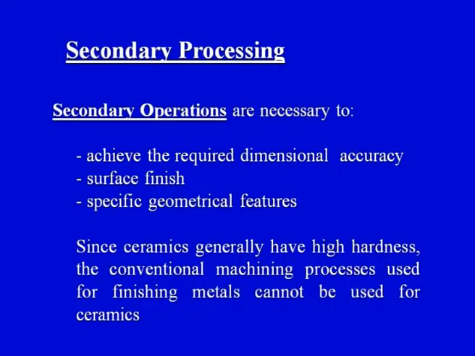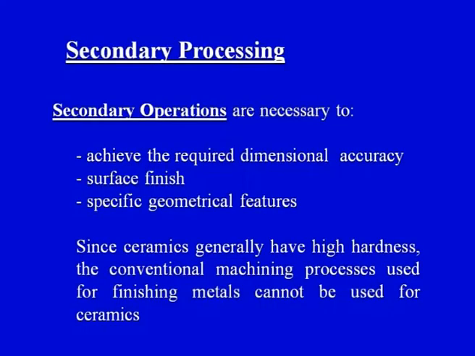First is to achieve the required dimensional accuracy. Suppose the final product that we have got does not have the desired accuracy. So the dimensions are slightly on the higher side. What can we do? We can do the machining operation. So to achieve the required dimensional accuracy, sometimes we require secondary operations in terms of machining.